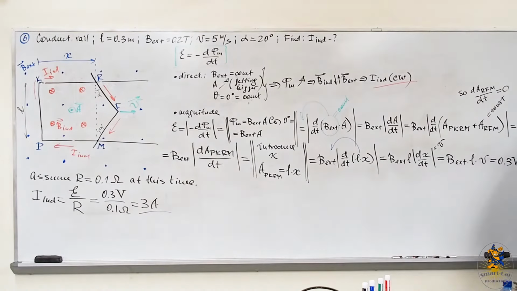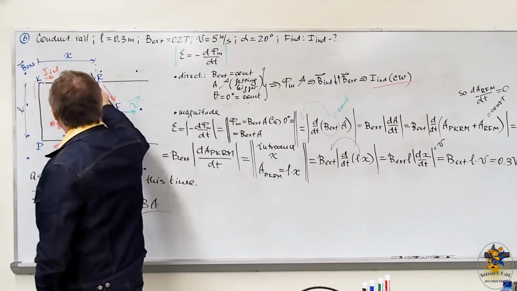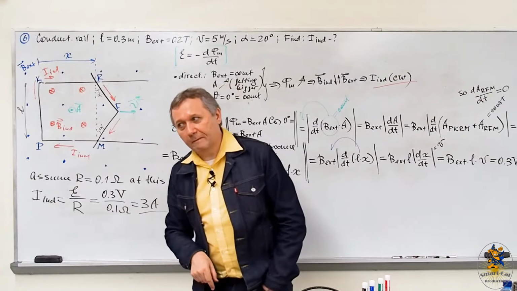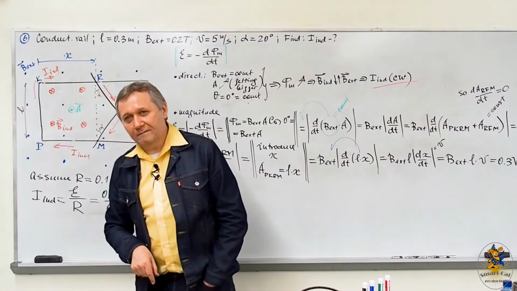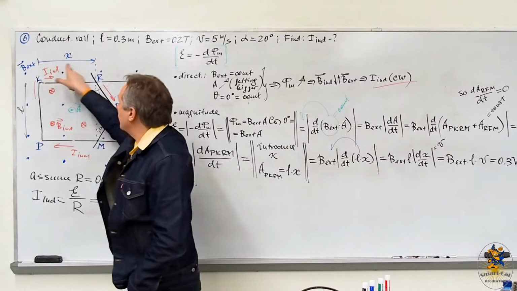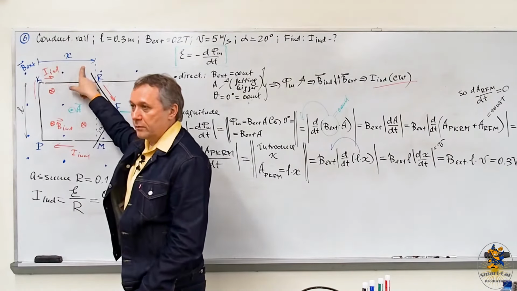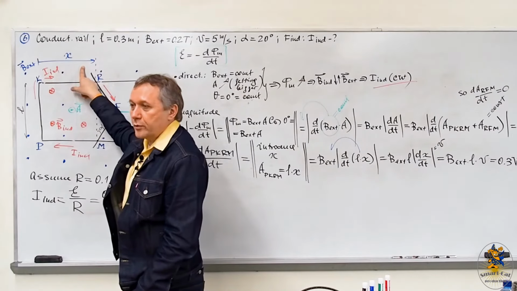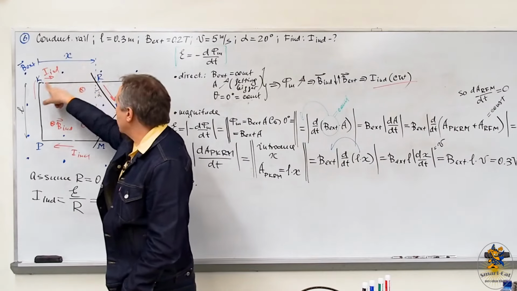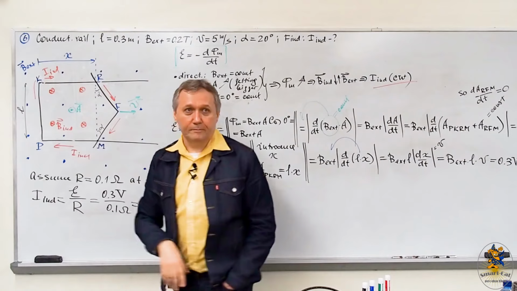So then, how does dA over dt become B external d over dt of L times x? Oh, because it's this rectangle. I introduced this quantity x, but there's nothing wrong with that. I introduced it in order to make this transition smooth. So the area of this rectangle is L times x.